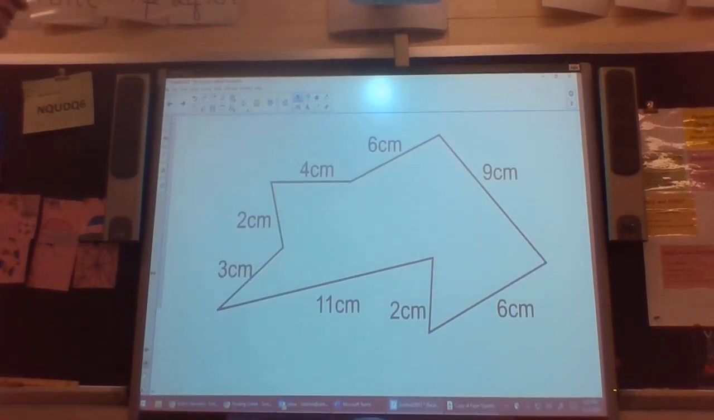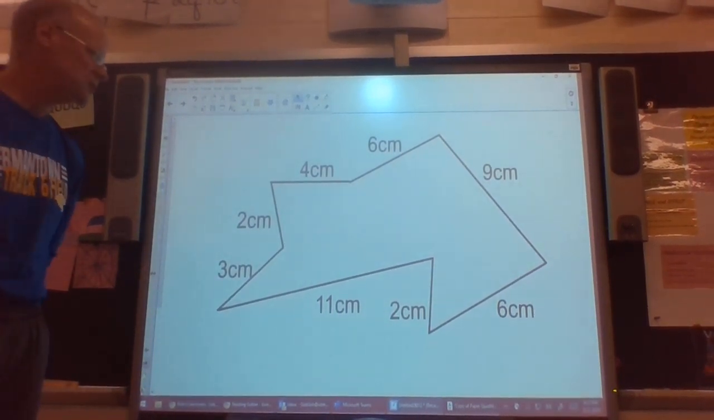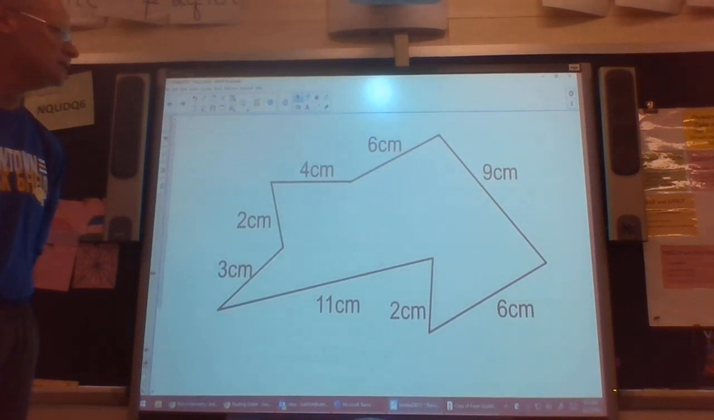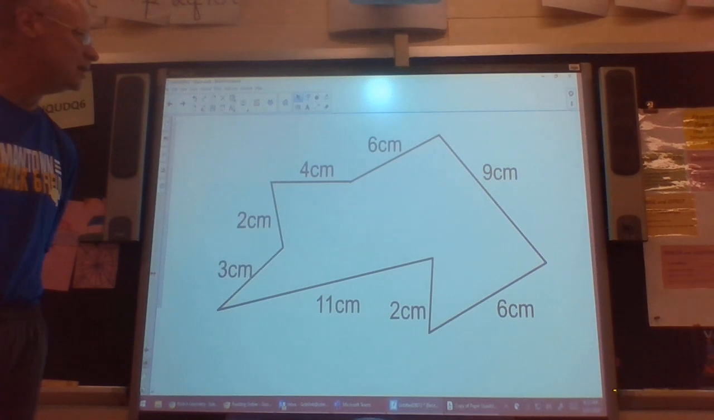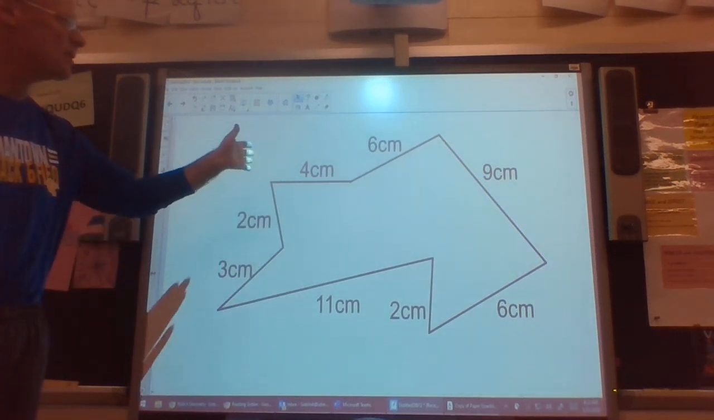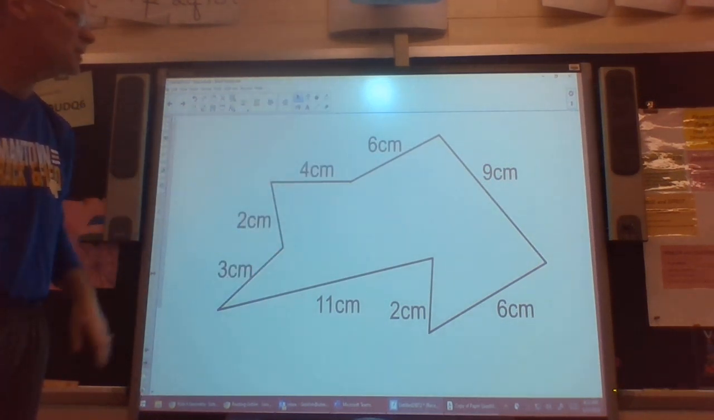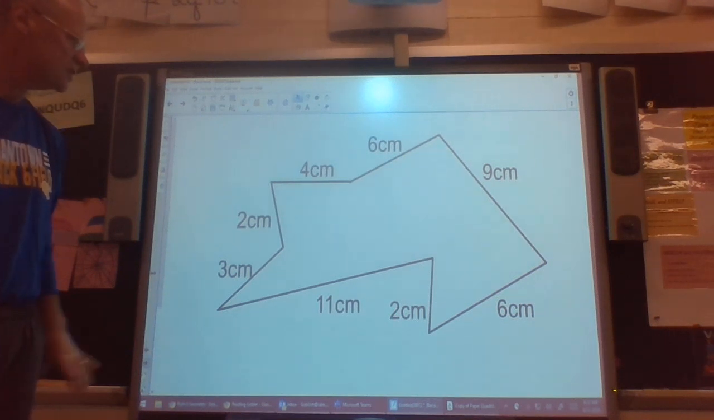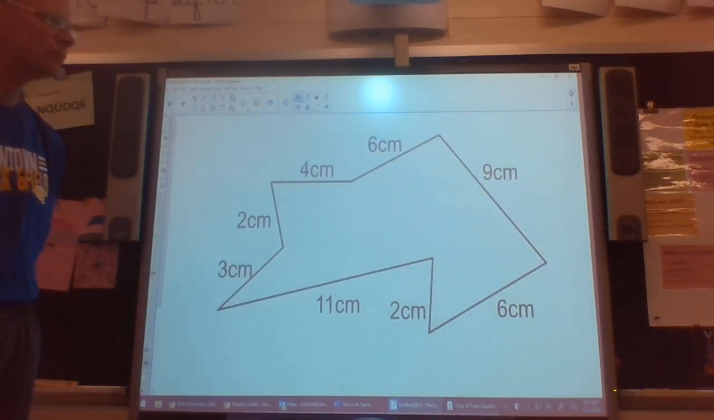Now don't be afraid of this one. This one's just perimeter again, which just means I have to add up the numbers going around the outside. You can do this any way you want. You could start in one spot and go around and add them. That's the way I usually do it. Or you can look for good combinations.